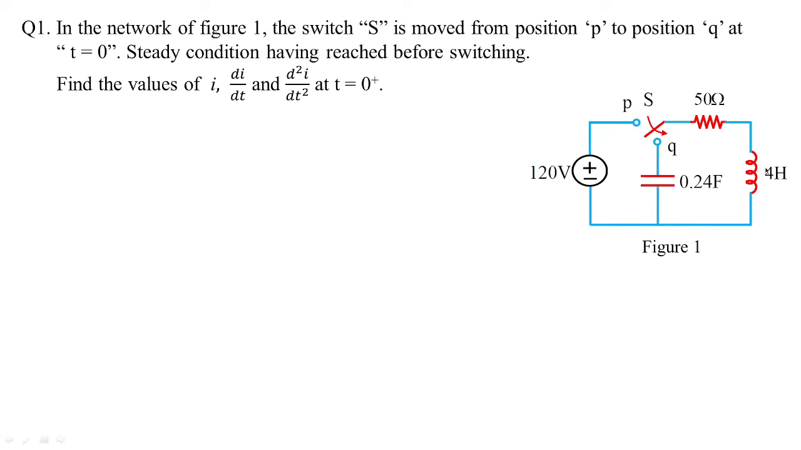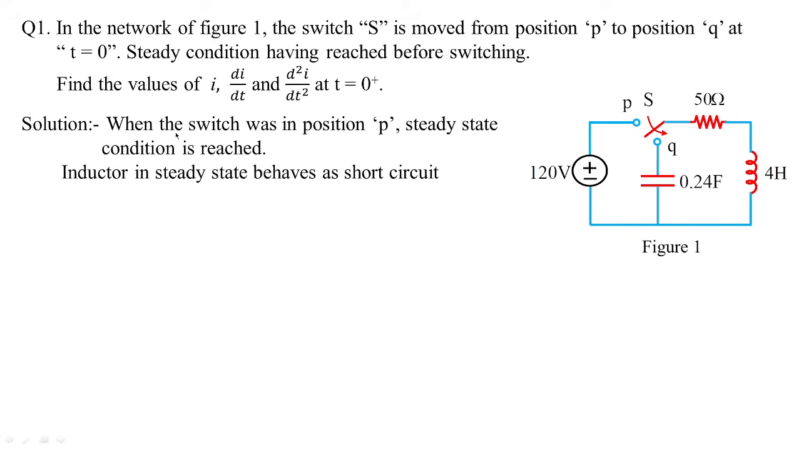Meaning, when the inductor was at position P, it has reached its final condition. In the final condition, the behavior of the inductor becomes short circuit. So how to understand this? Step by step, you'll see. The switch is in position P and the steady state condition is reached. So this was the prior switching condition.